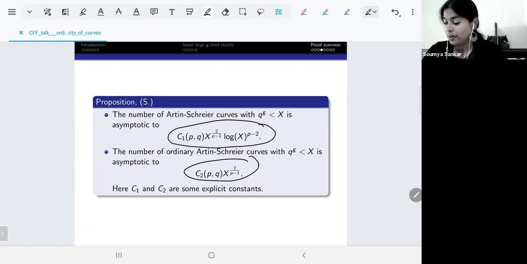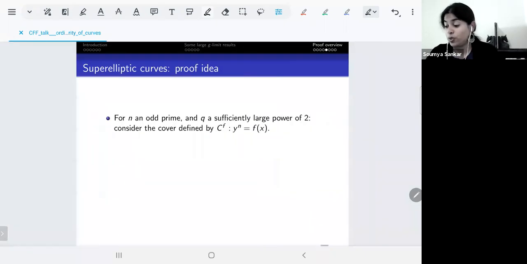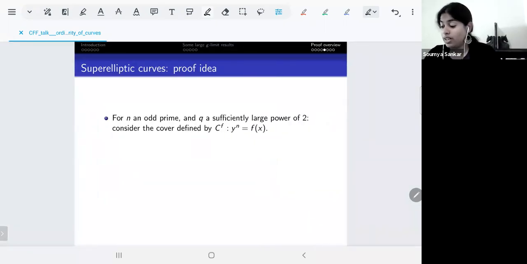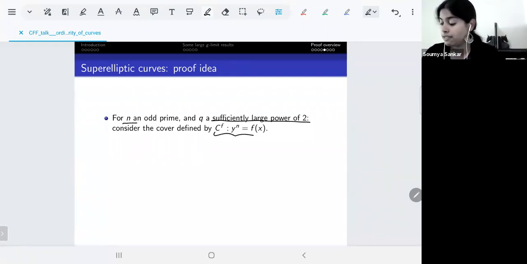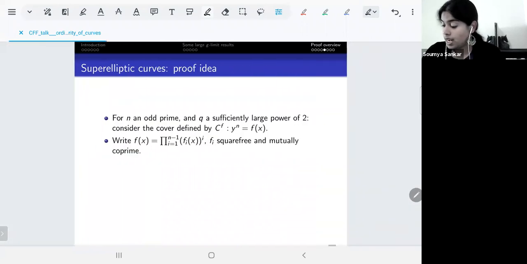Okay, and so what happens for superelliptic curves? Well, for n an odd prime and q a sufficiently large power of 2. So here when I say sufficiently large, I mean it only depends on n. So once you fix n, this sufficiently large power of 2 is fixed, which is one of the reasons we need to fix the n in this picture. And so you consider the cover that's defined by this equation.